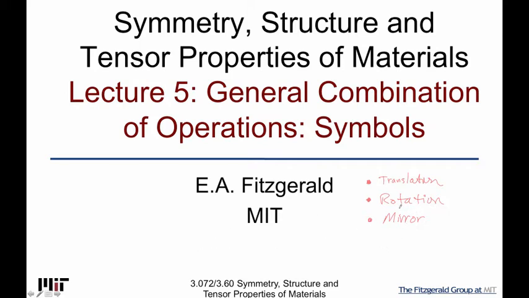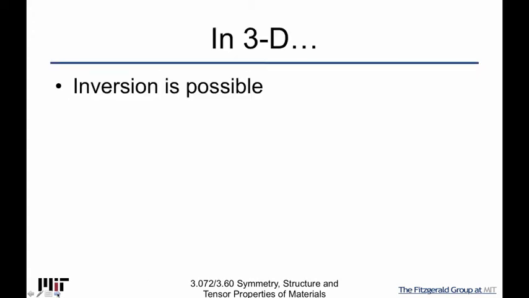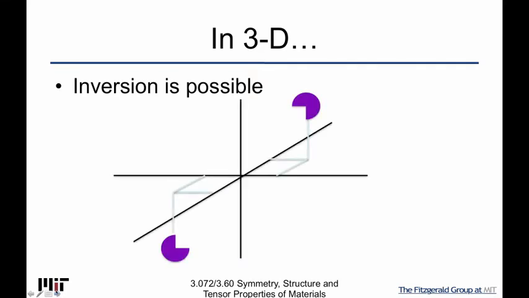Now we mentioned before that this is in 2D, and in 3D, we're not going to do 3D right now, but just to remind you that in 3D inversion is possible, and in inversion you have the ability to actually invert all three coordinates. So here x, y, z go to x bar, y bar, z bar, where the bar just means the negative version, right?